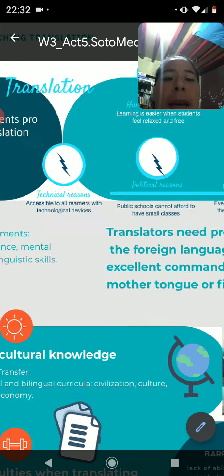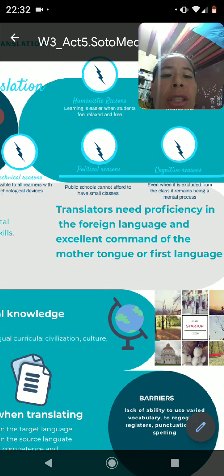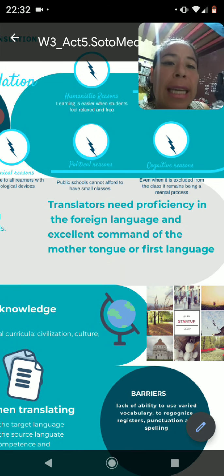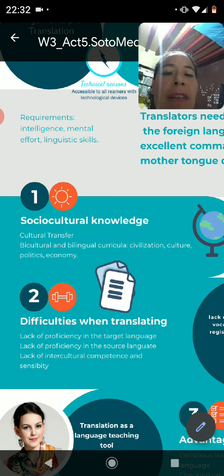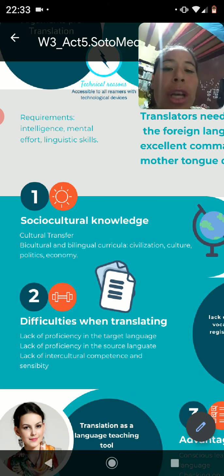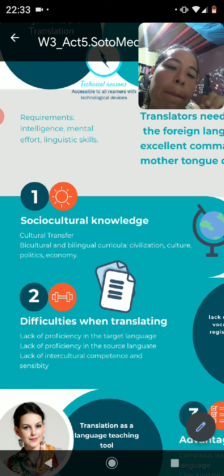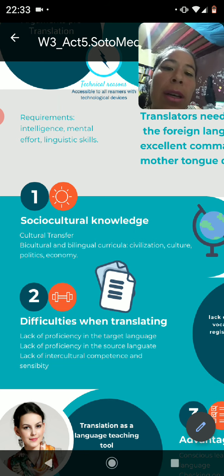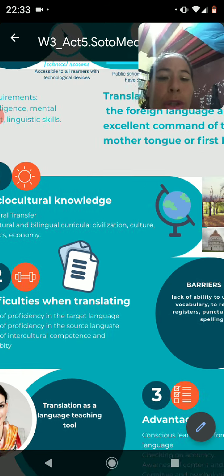Okay, we're going to talk about the professional translators. Professional translators need proficiency in both the target language and the source language. They need to have a lot of background knowledge in their own culture and the target language. So the professional translators need the bicultural and bilingual curricula that includes civilization, culture, politics, and economics of both languages. Because, as we say, we need to have a mastery of both languages.